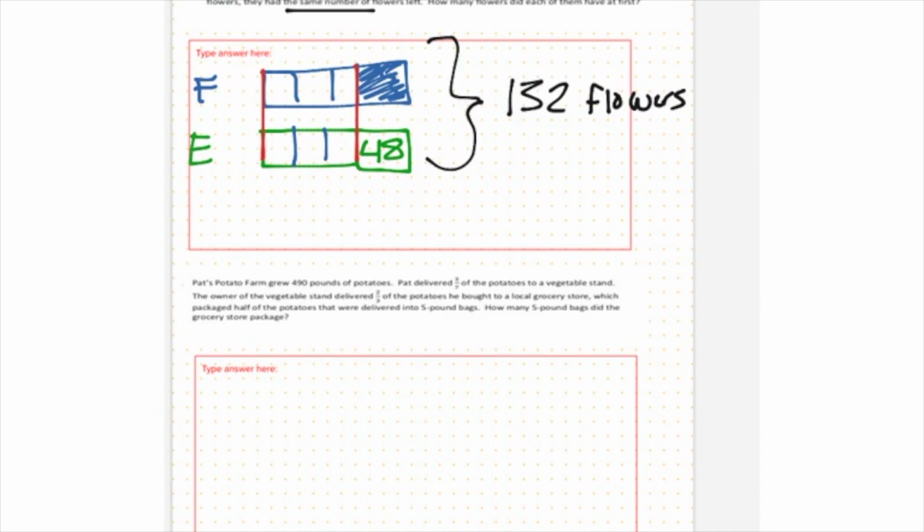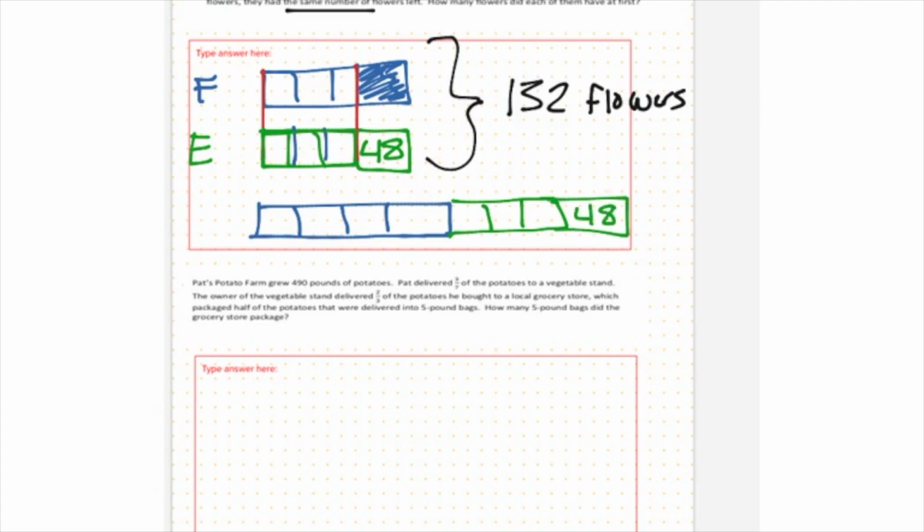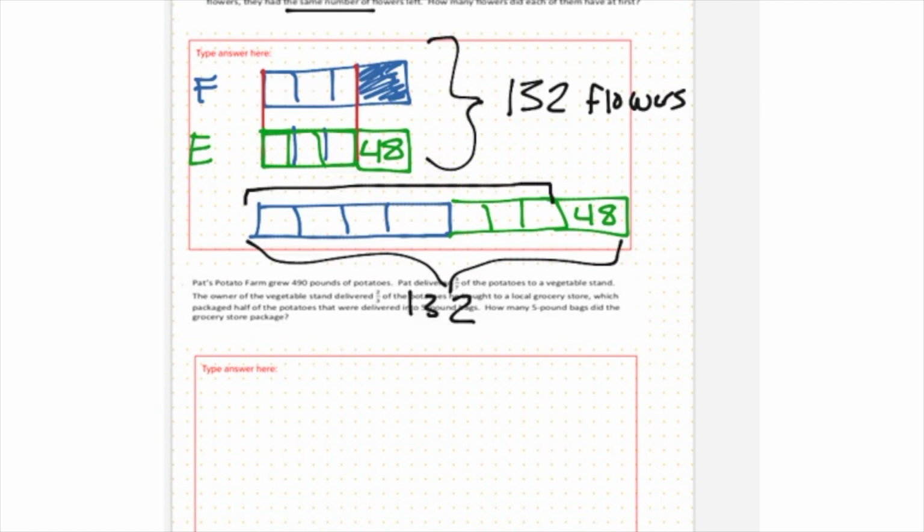So how many flowers did they have at first, at the beginning of it? Okay, well, Fred has those 4 at the beginning, so that's before he sold the 1/4. 1, 2, 3, 4. At the beginning, he has all of it. Ethel has 3 parts. 1, 2, 3. That's the right here part. Okay, and then 48 of them. And this all equals 132. Well, we care about the part we don't know. That's what we need to figure out.